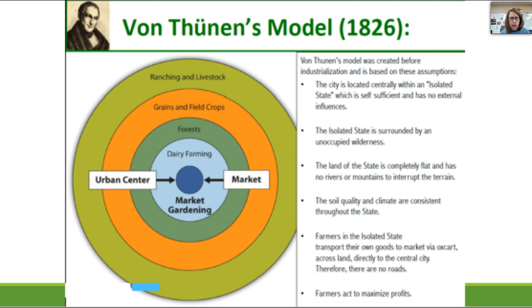So von Thunen is a model. This is an old model. So he's German. This is before the Industrial Revolution, and so it seems like it'd be different, but the idea still resonates today.